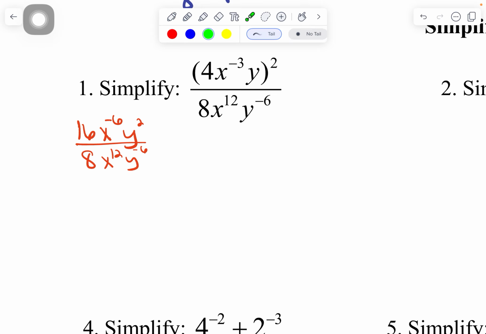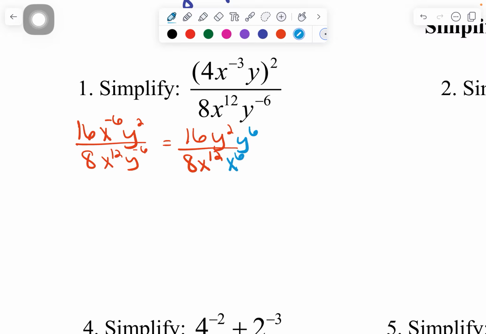The deal is, these pieces, and only these pieces that have the negative exponents, need to move. So 16, I'm going to leave the y squared where it's at. I'm going to write the x to the 12th in the denominator. Now, this x to the 6th is going to move to the denominator, and it becomes positive. And then this y to the negative 6 is going to move up to the numerator, and it becomes positive.